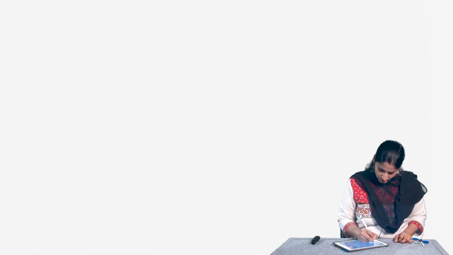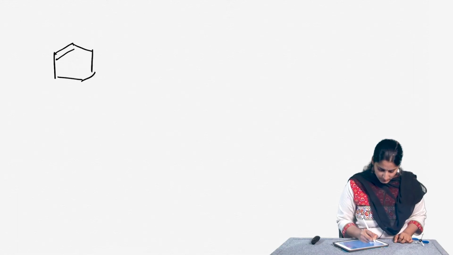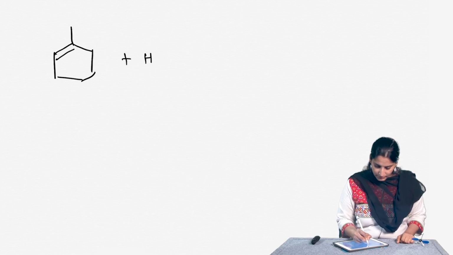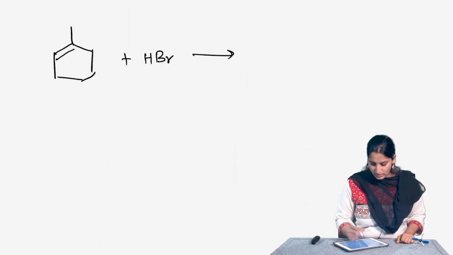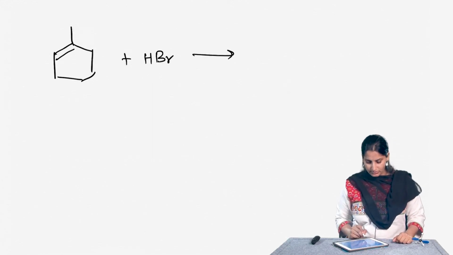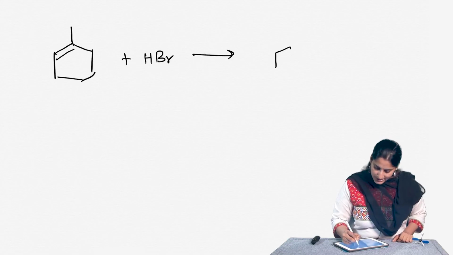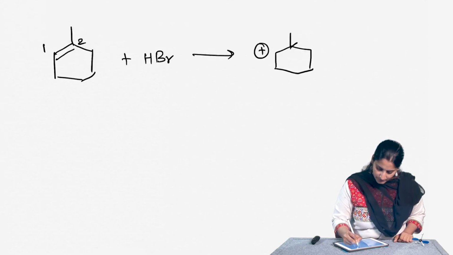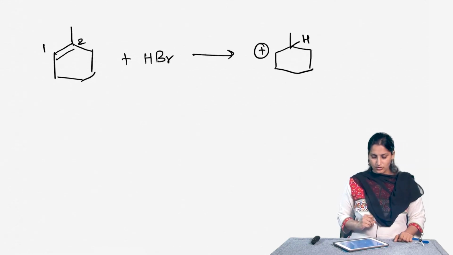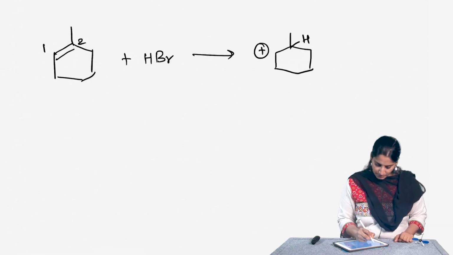Okay. So, I am going to take this example and we are going to react it with HBr. So, this is methyl cyclohexene and we are reacting with HBr. Again, if I see the two possible carbocations that could be formed, first on carbon number 1, such that the hydrogen goes to carbon number 2 in the first step.